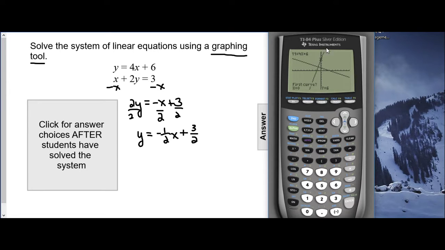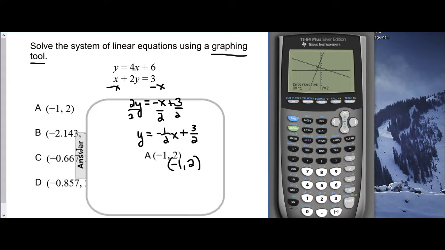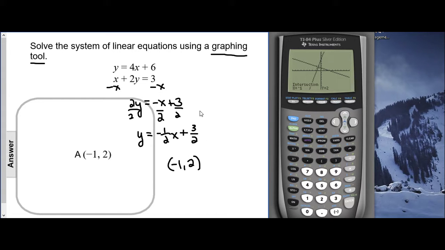Now, first curve wants us to be on one of the lines, which we are, so we can hit enter. The second curve makes sure our cursor's on the second line, which we are, so we can hit enter. And then we want to use our right or left arrows to move right where we think the intersection point is. So I'm going to say about there and hit enter. Now we can see on the screen it says intersection x equals negative 1 and y equals 2. So that makes the intersecting point negative 1, 2. And looking at our answer choices, our solution would then be A. So using the graphing tool, we were able to find that point, and that's our solution.